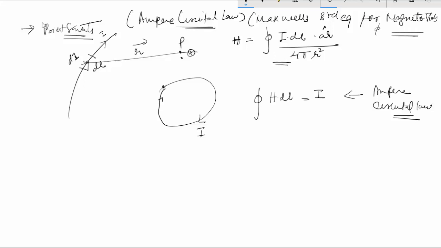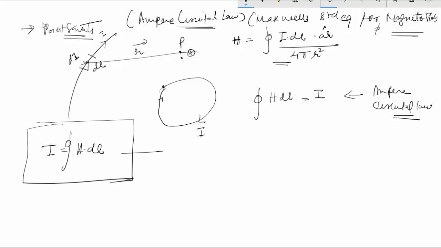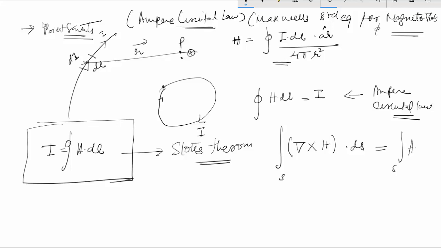So if I have I is equal to the closed integral of H dot dl, and I apply Stokes theorem for vector fields to this, what I will get is a surface integral of del cross H dot ds, which will be equal to the closed integral of H dot dl, which is equal to I.